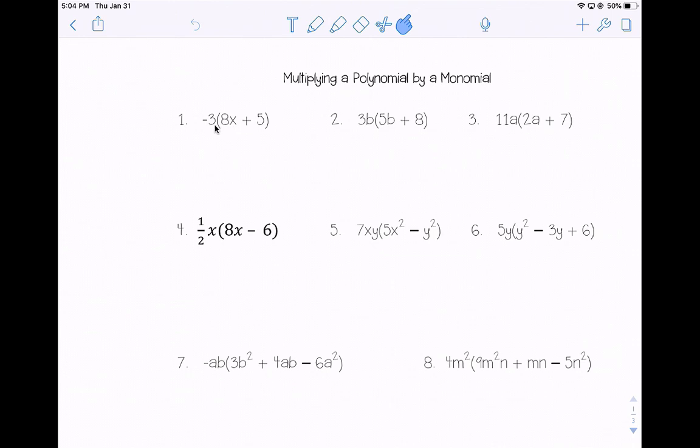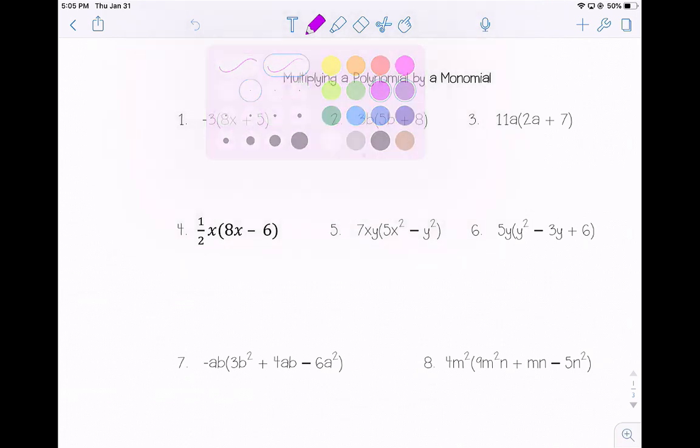So this is different from what we did yesterday because now we don't have a plus between this -3 and this parentheses, or a plus or minus between this 3b and this parentheses. So now we're actually multiplying. Parentheses mean to multiply, especially when they're just smashed together like this. So this is distribution. This -3 we're going to multiply times both 8x and +5. So we're distributing this -3 to every piece inside the parentheses. So we are multiplying when we do that.